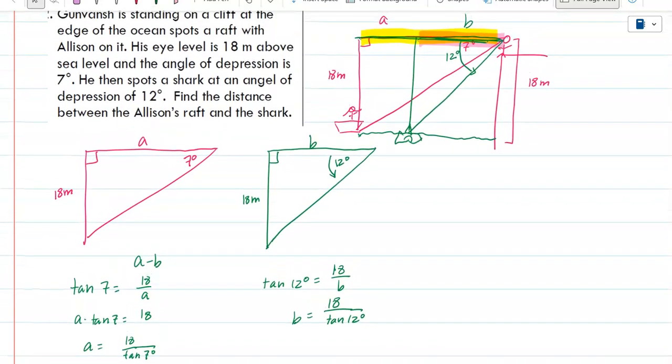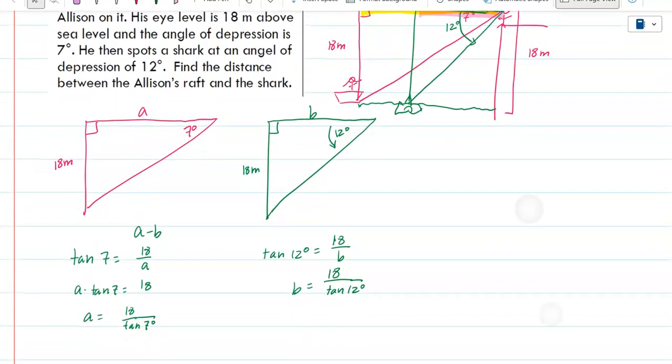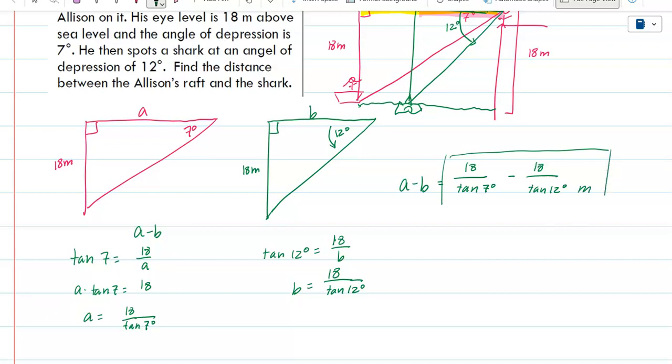Okay, so A minus B. A minus B is going to be 18 over tangent of 7 degrees minus 18 over tangent of 12 degrees. And that right there, meters, is your final answer. That is your final answer in exact value.